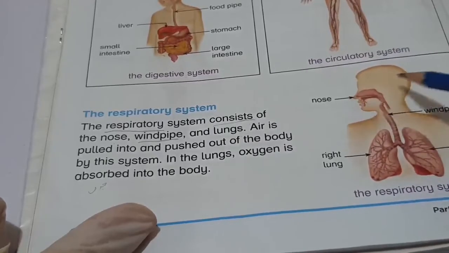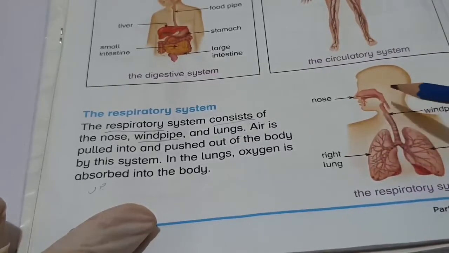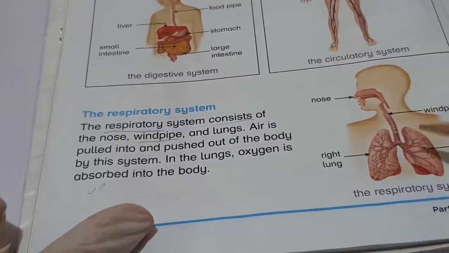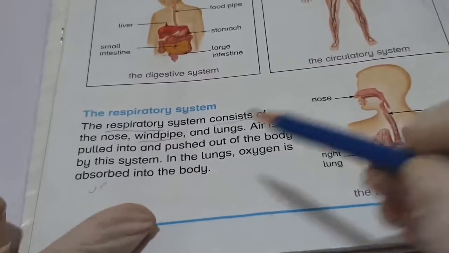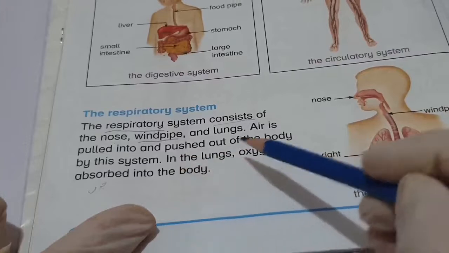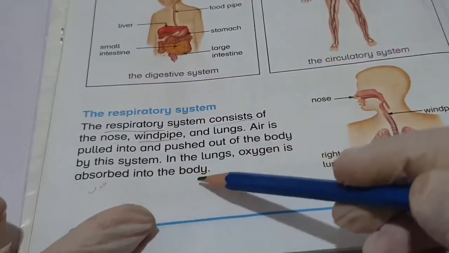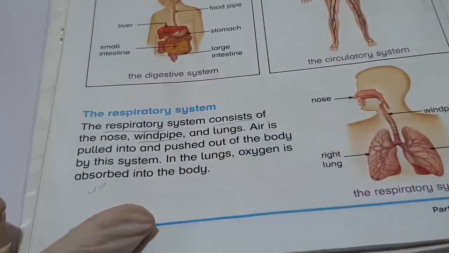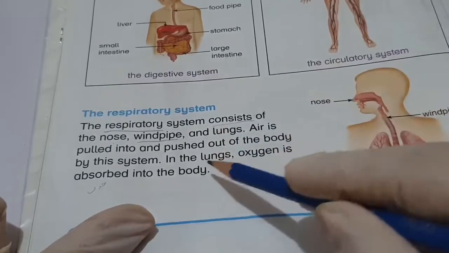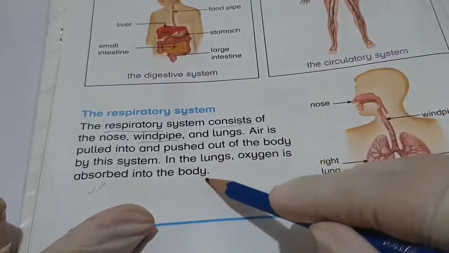Okay, so all this system of respiration, to take in the oxygen, to breathe, is called the respiratory system. In the lungs, oxygen is absorbed into the body. So what is the function of the lungs? That it provides oxygen to the body.